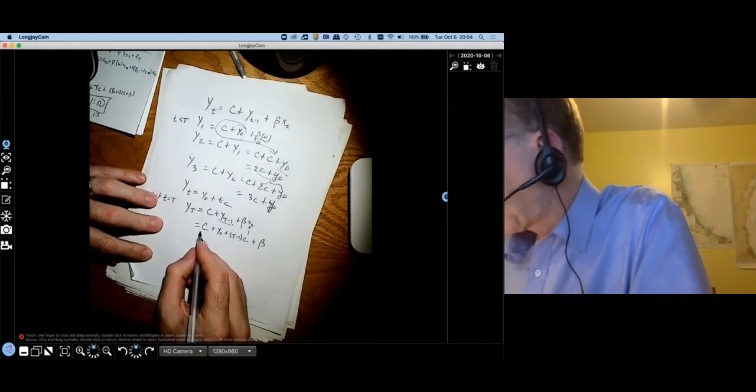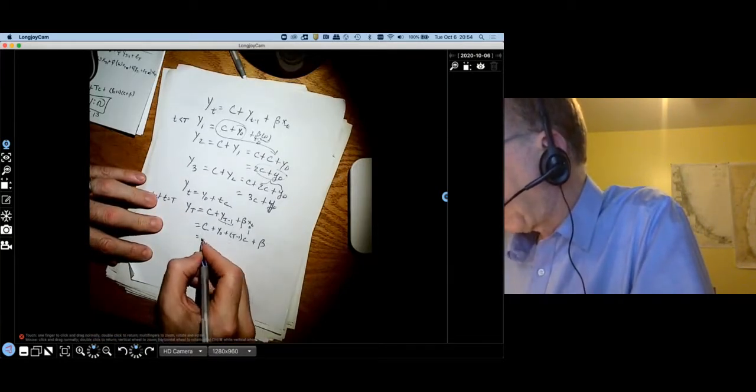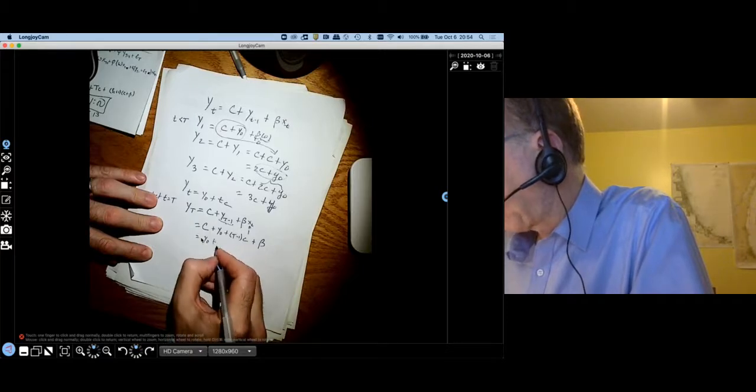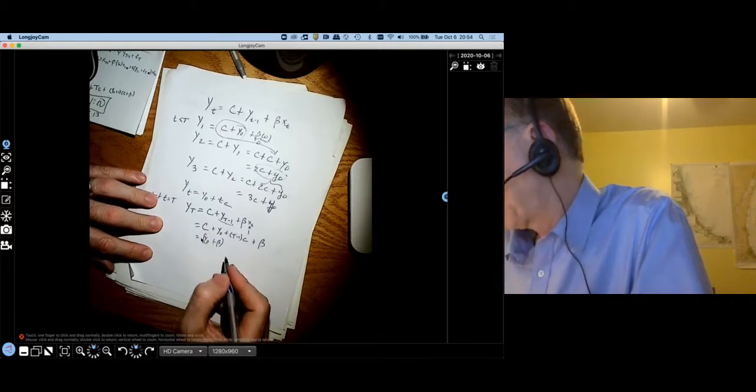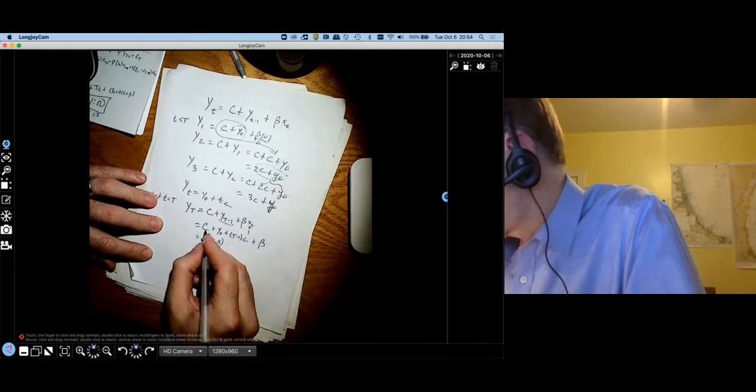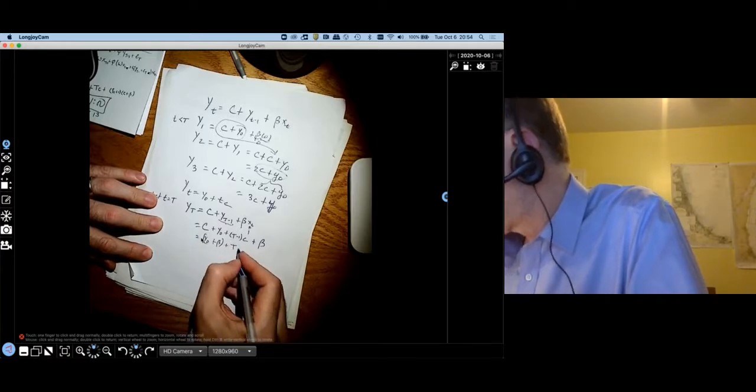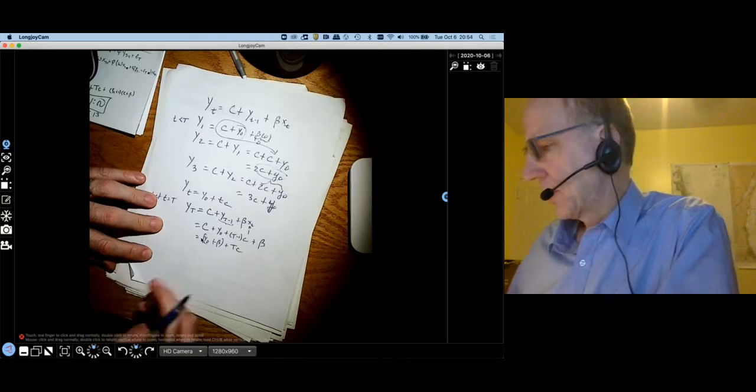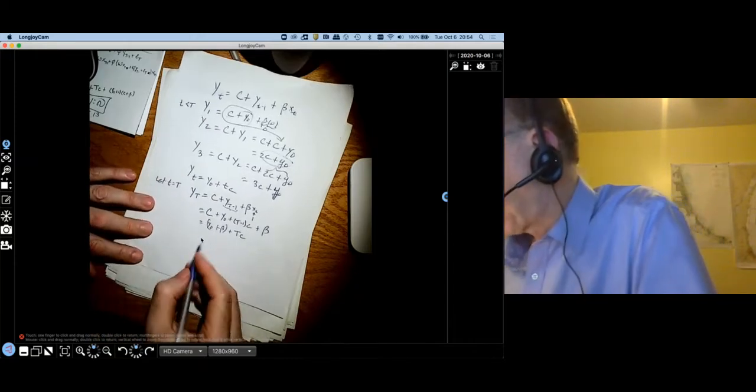And then we can collect some terms. So I have y naught plus beta. You can think about that as a new intercept if you like. And then this and this works out to be t times c. So it's like the whole line is going to shift up.